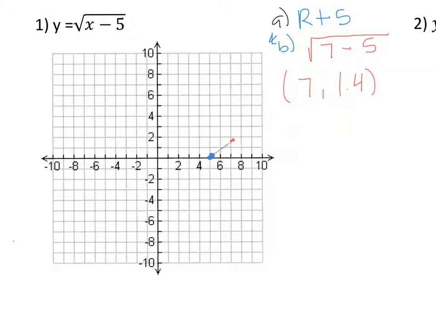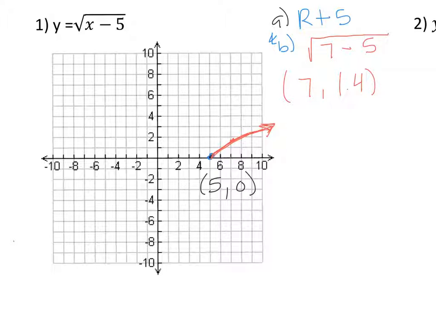Here's my graph. It should have a curve. See how it has a curve right here? It has a curve and it has an arrow. So that's my graph. When you are doing this, it's always nice to write this origin right here. My vertex here would be 5, 0.